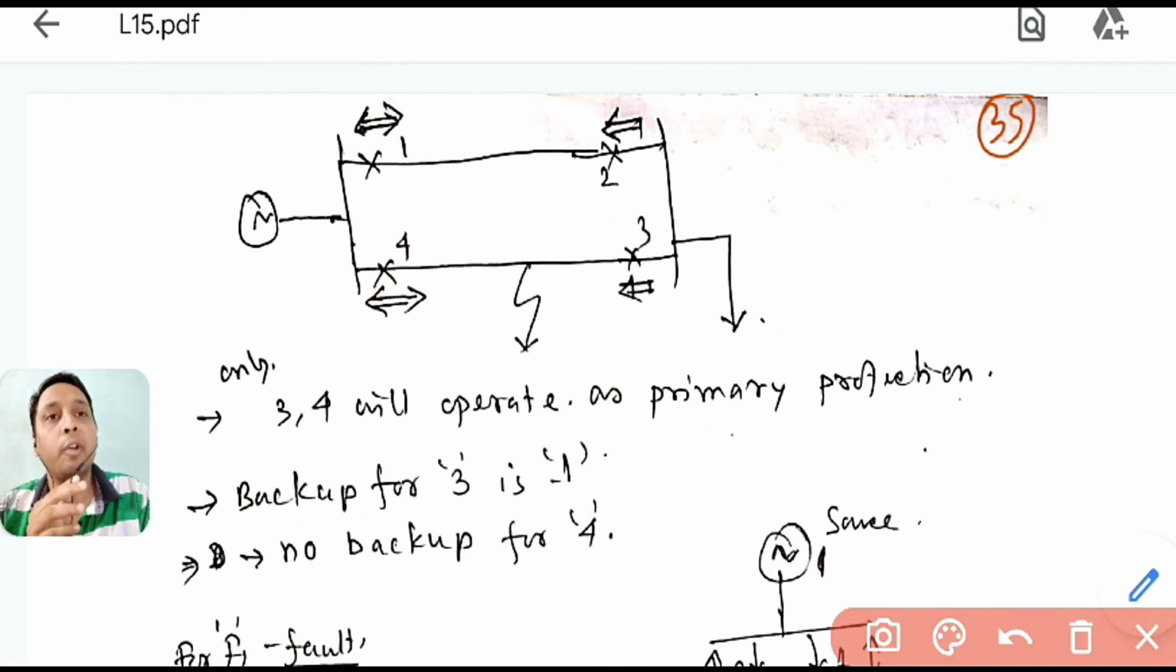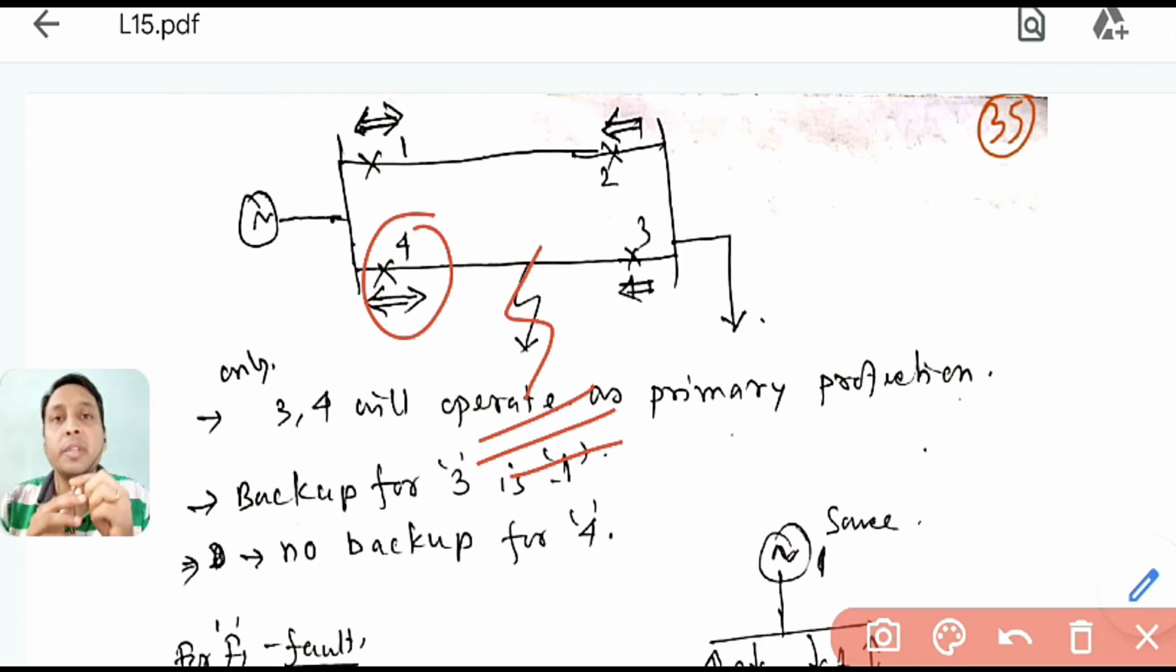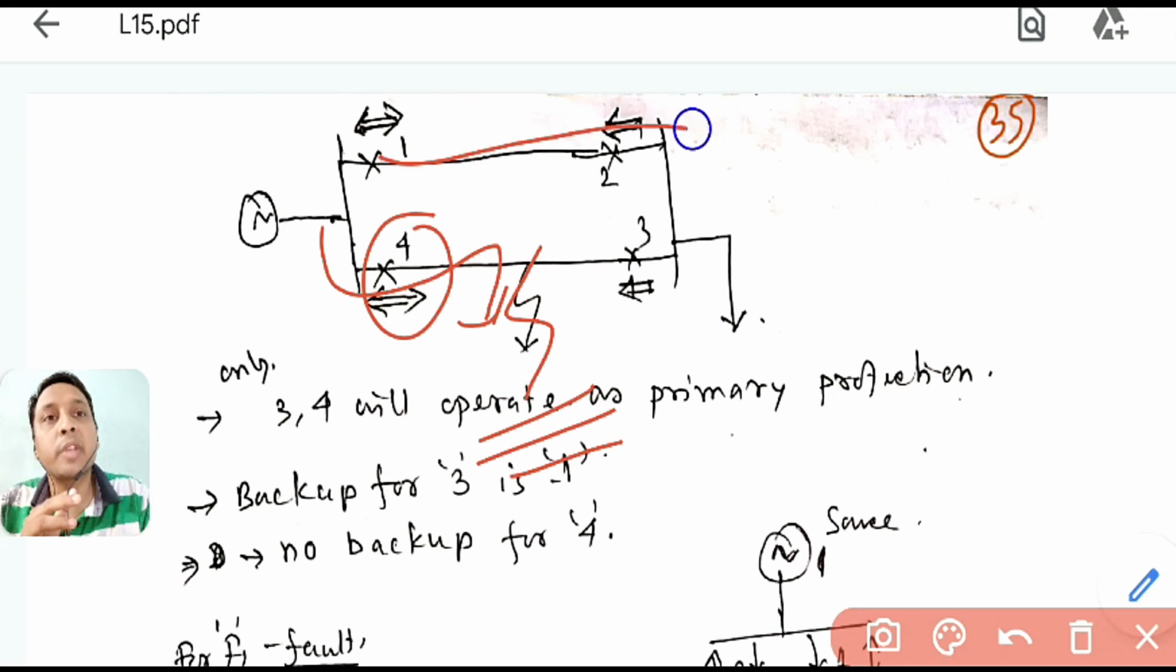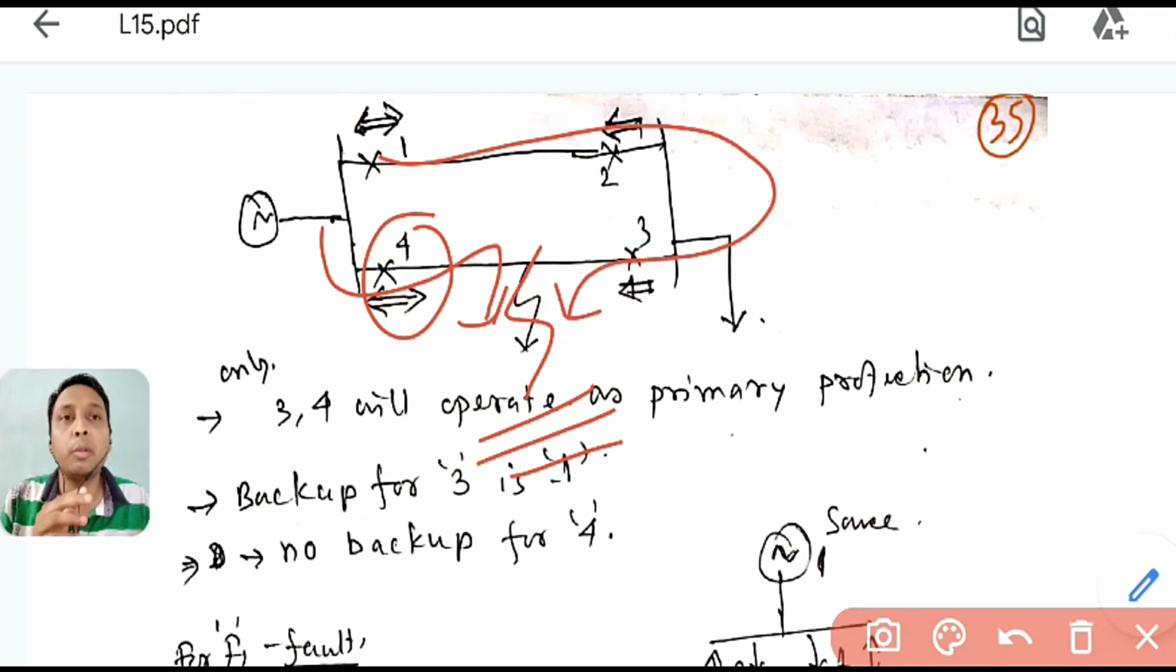Suppose there is a fault here. So what is your primary protection? Which one will trip? 4 will obviously trip because it is bidirectional. Whenever high current flows through it, in either direction, it will trip. 3 will also trip because current can come through this also. So 4 and 3 are the primary protection for this fault.